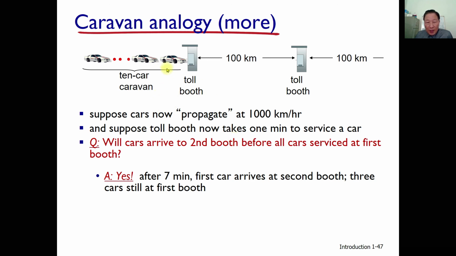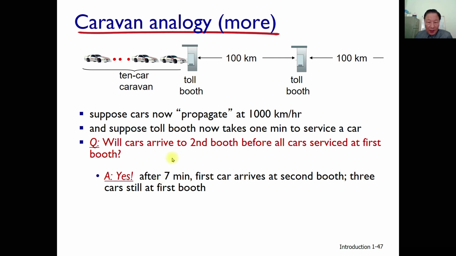Still, this question we can think of in another way. Still, some cars, some bits are still remaining here, even though the first one is arriving there. The whole link is occupied, and still some cars are here. That is possible. The answer is yes.